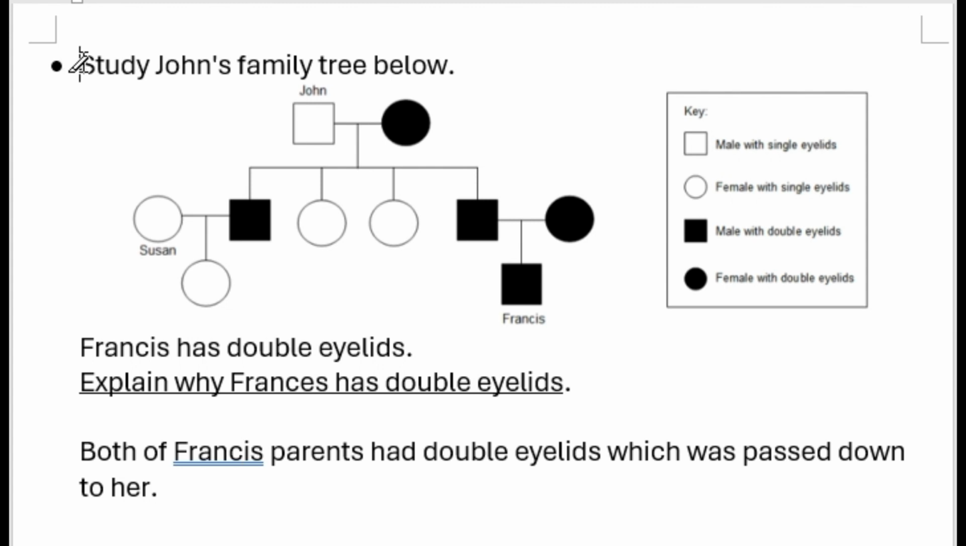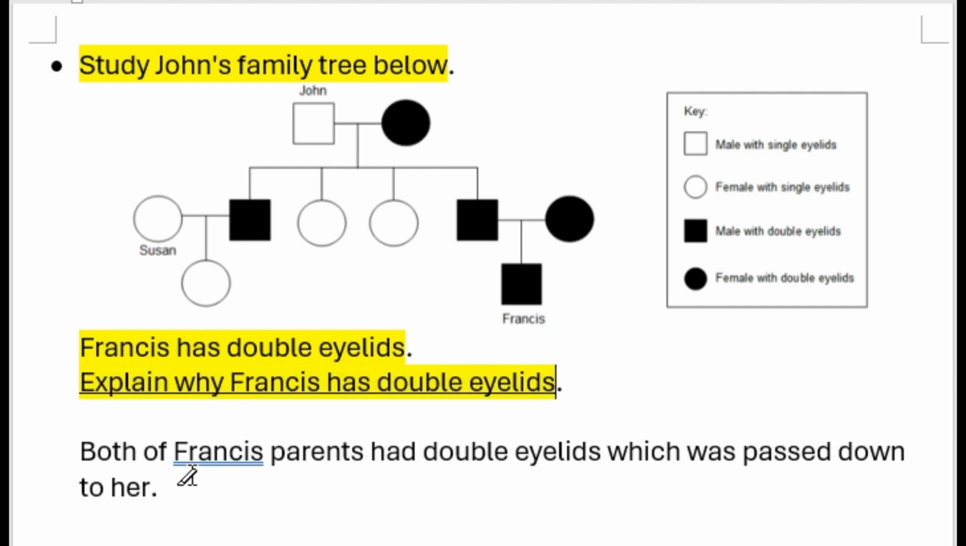Study John's family tree below. Francis has double eyelids. Explain why Francis has double eyelids. Both of Francis' parents had double eyelids, which was passed down to her.